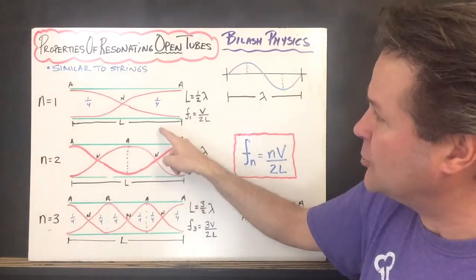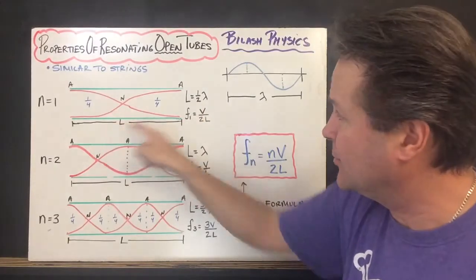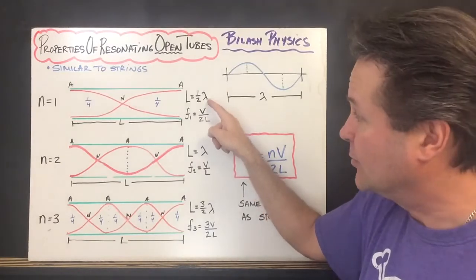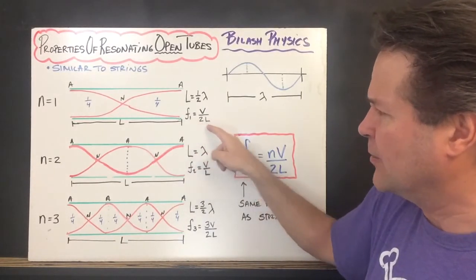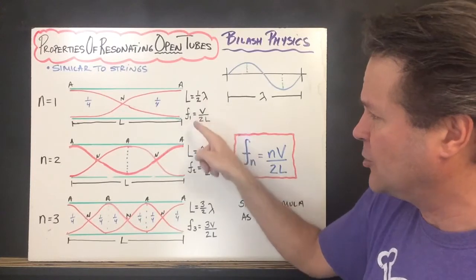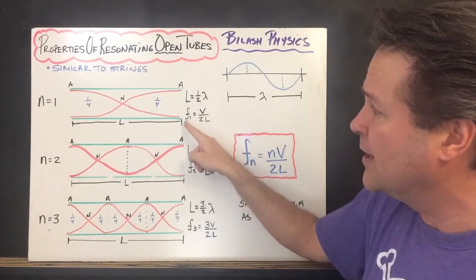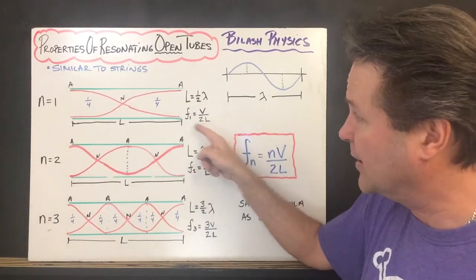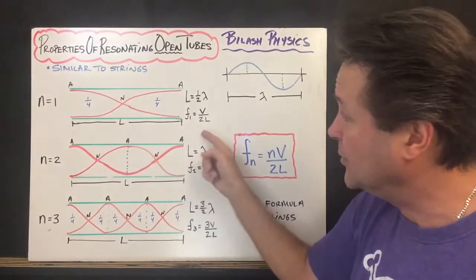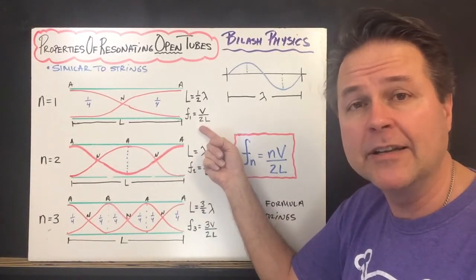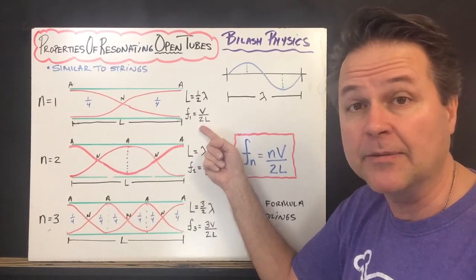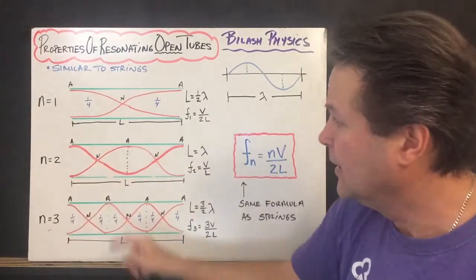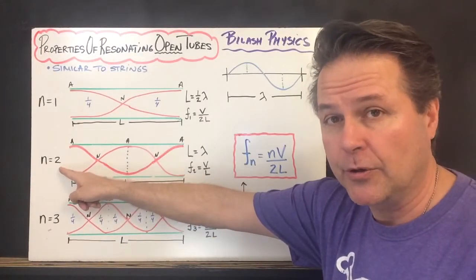Now, if we look at the relationship between wavelength and the length of the tube, you see I have this as length is equal to 1/2 lambda, or the wavelength. And if we rewrite this information in terms of frequency and speed, the frequency of the fundamental is equal to the speed of the wave divided by 2 times the length of the tube. And you'll notice that that is the exact same formula that you have for the fundamental frequency of a vibrating string.